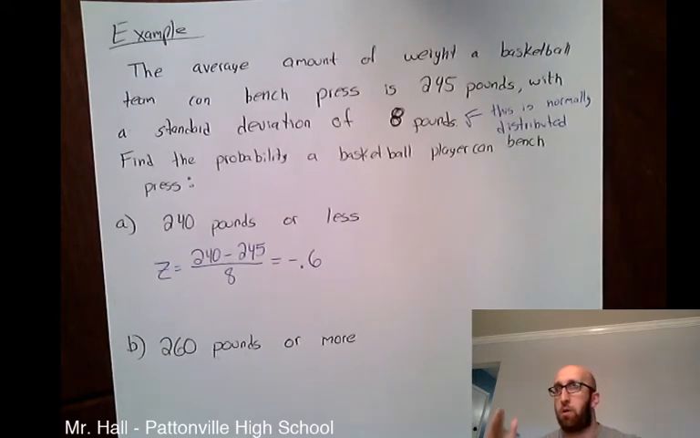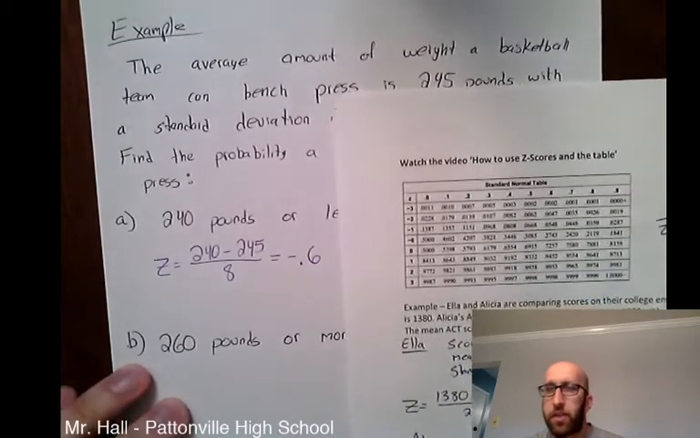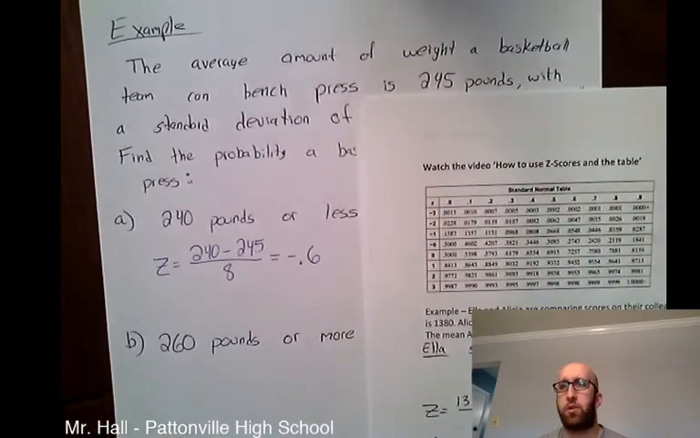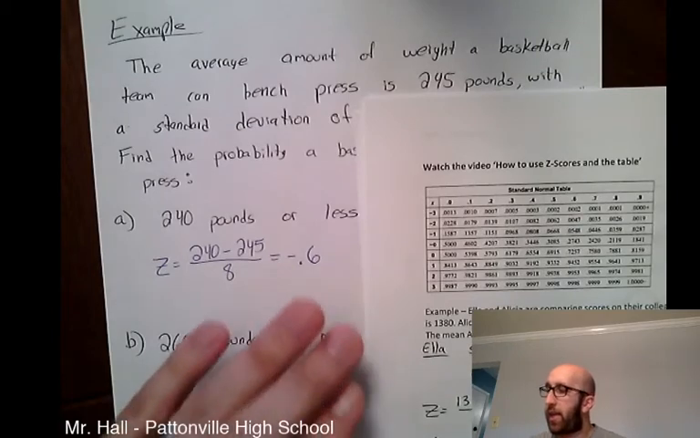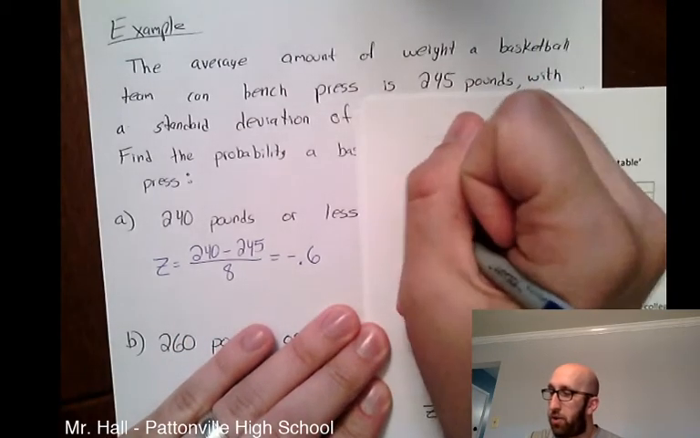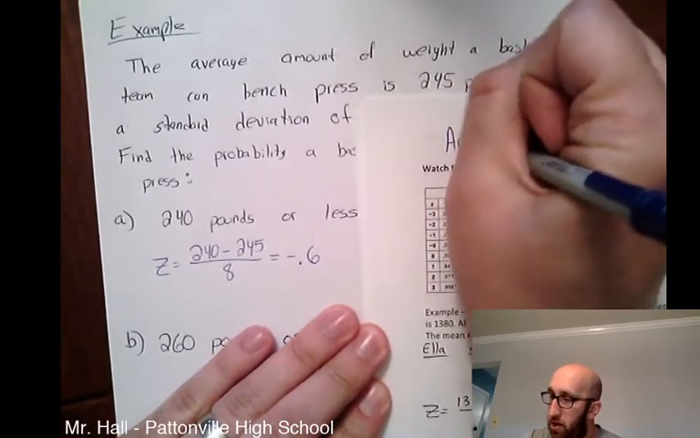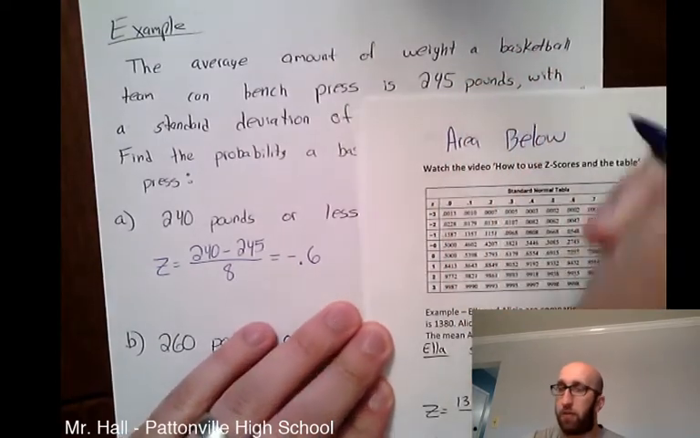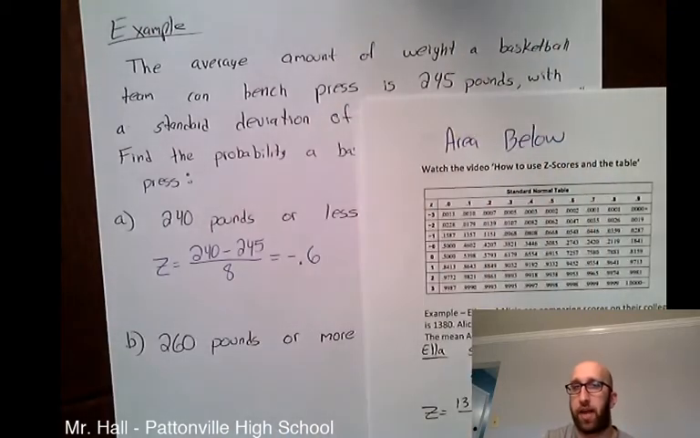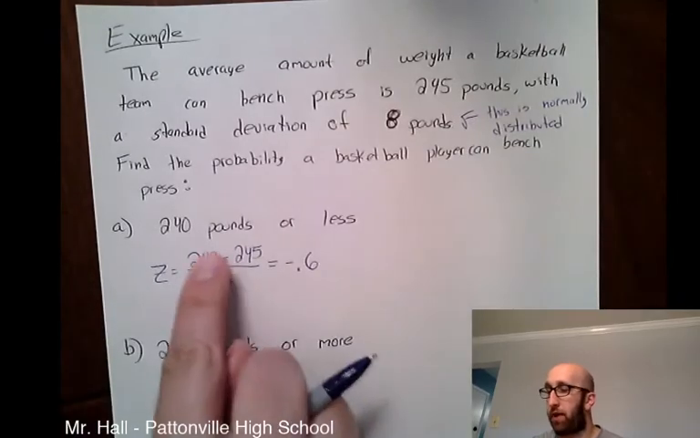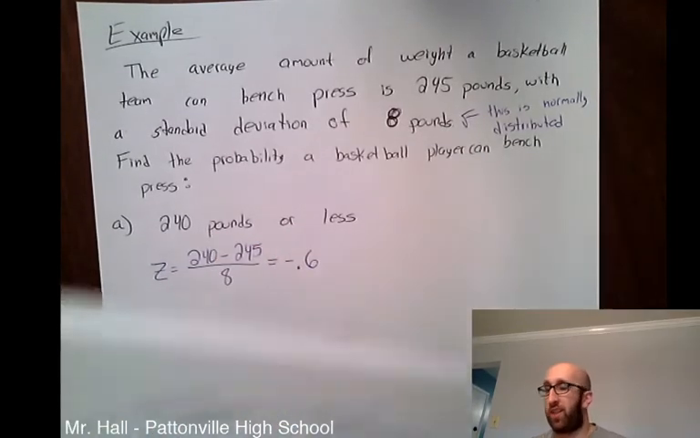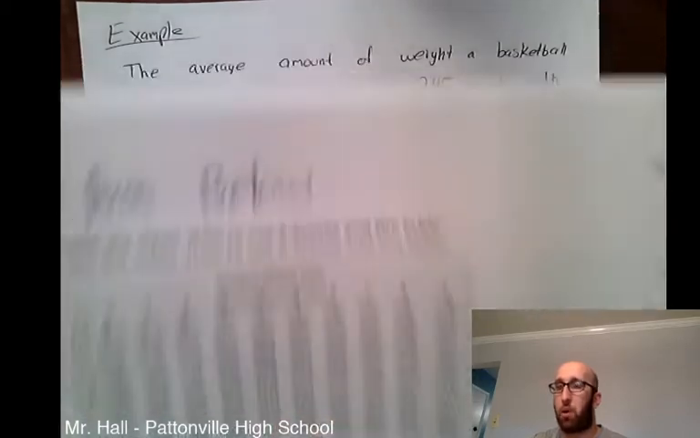In your note packet, you're going to have a standard normal table, or a z-score table. What this table does is allow you to look up z-scores and figure out probabilities. The key is these tables always do the area below. It's always going to give you the area below some point. It never tells you the area above, which is fortunate here because we're going to find 240 pounds or less. So it agrees with this. This table is only going to do less.